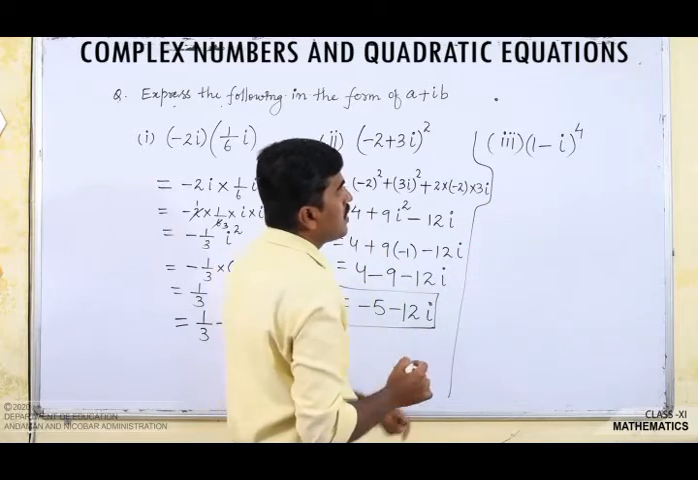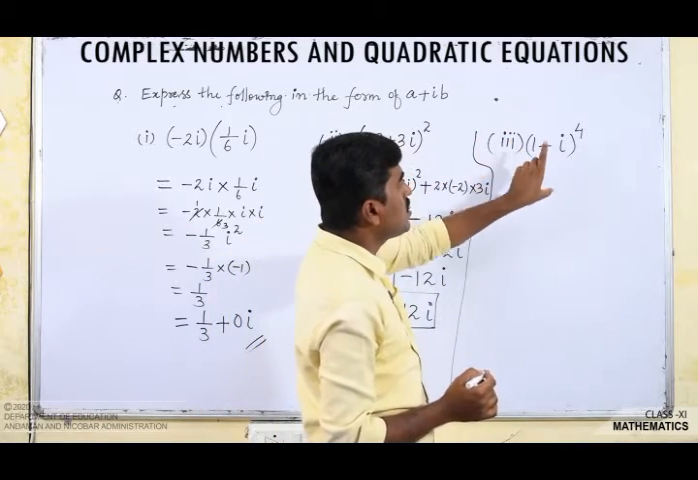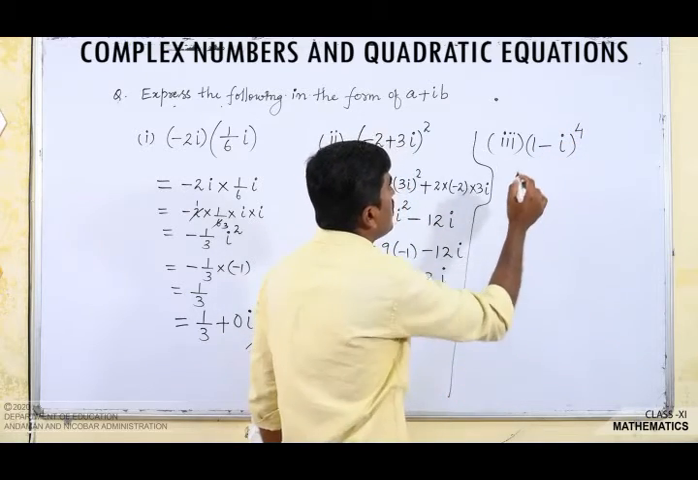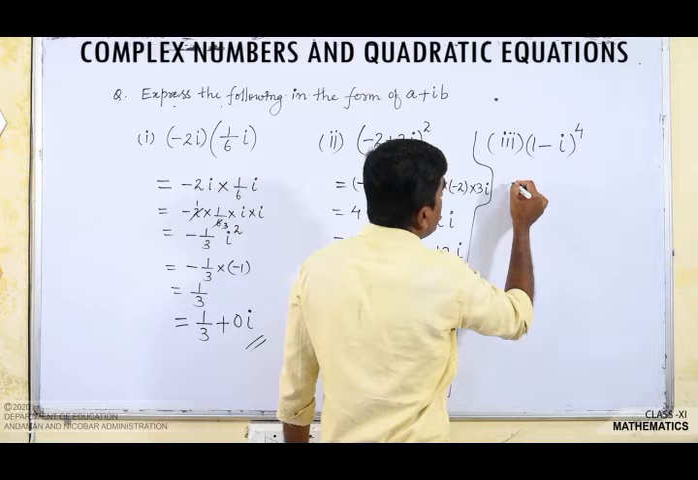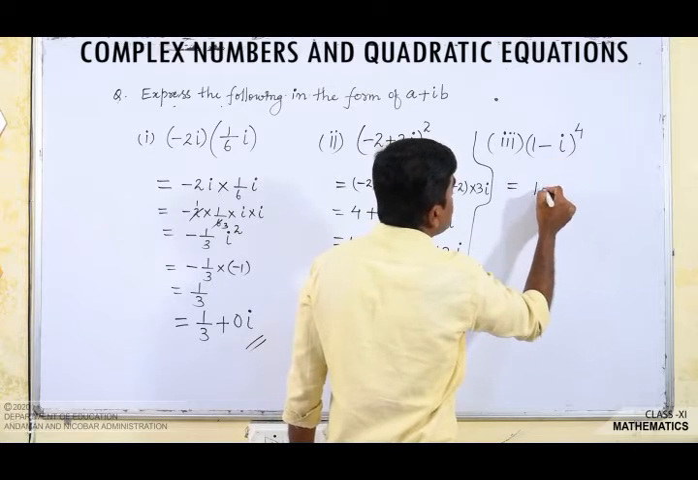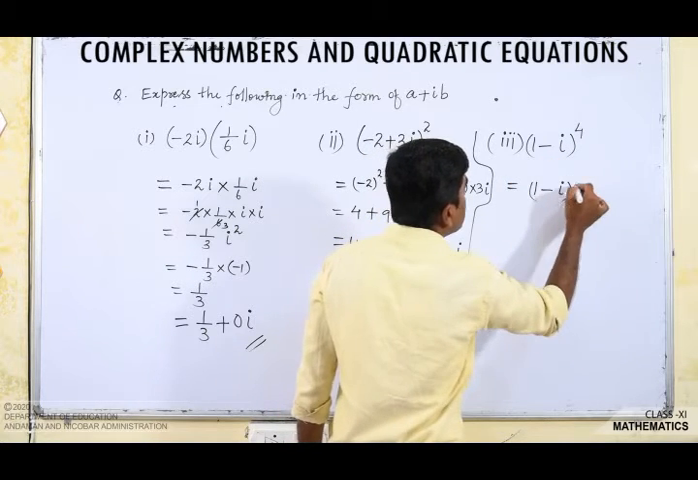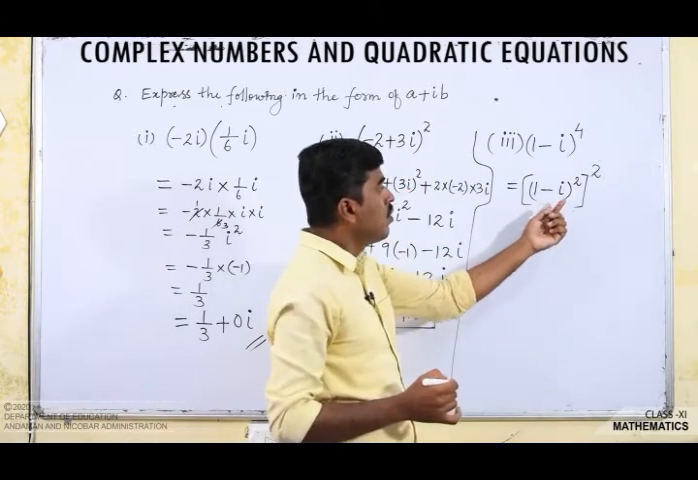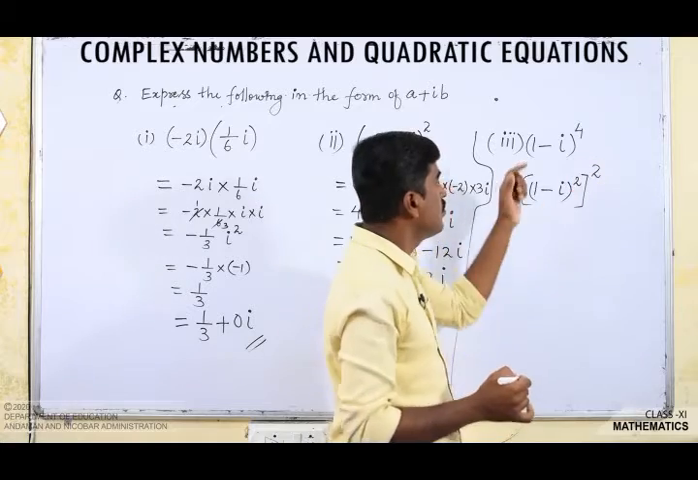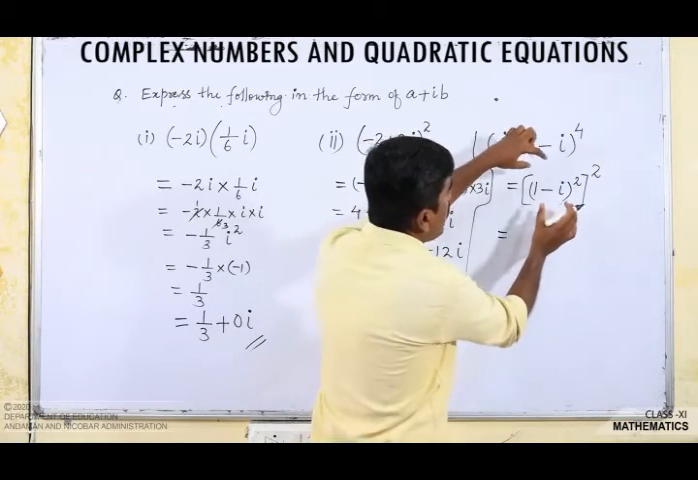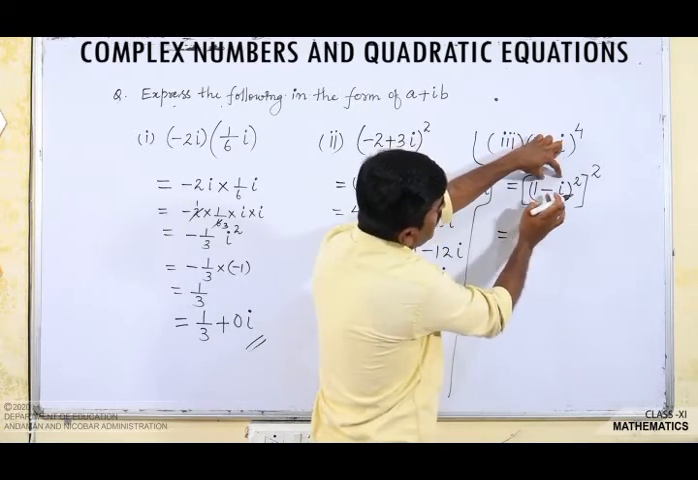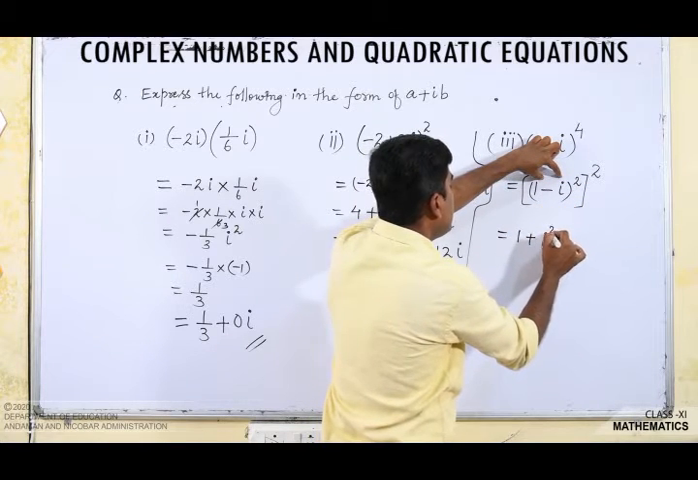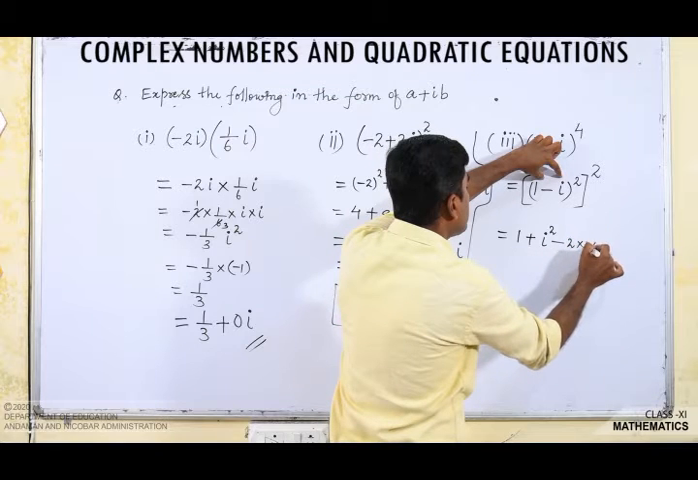Now let us see the next one, that is the third question. It is given as (1 − i) whole power 4. So this complex number here is to the power 4. So this can be expressed as (1 − i)² whole squared, that is power 4. So first use the formula (a − b) whole square, that is a² + b² − 2ab, here 2 into 1 into i.